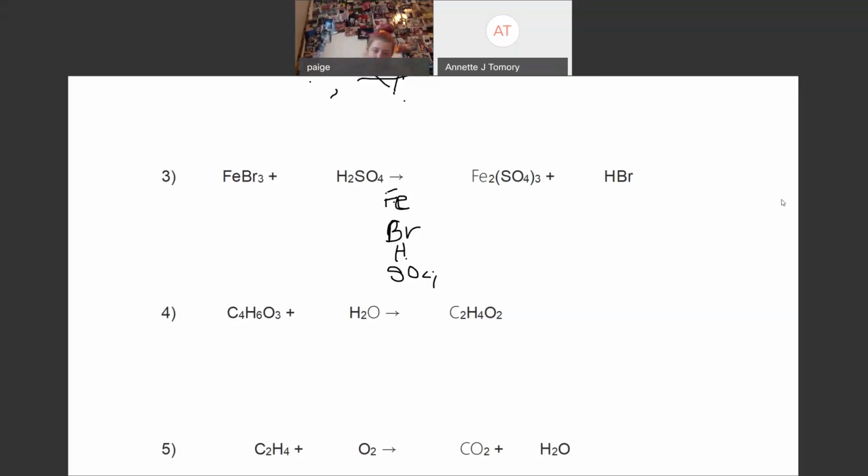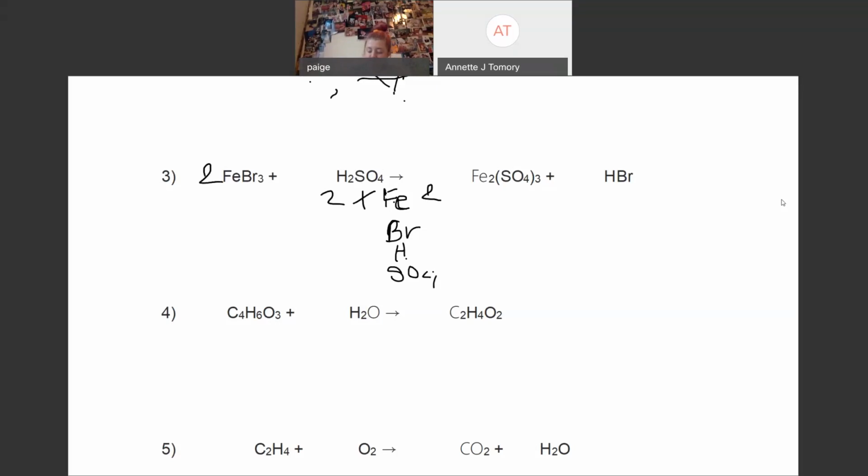Okay, so I'm going to keep that as a set, so I'm going to count that as 1. It'll just make my life easier. It's not that I have to do it that way, it'll just make it easier. So how many irons do I have on the left? 1. And on the right? 2. How can I fix that? Multiply the left-hand side by 2.